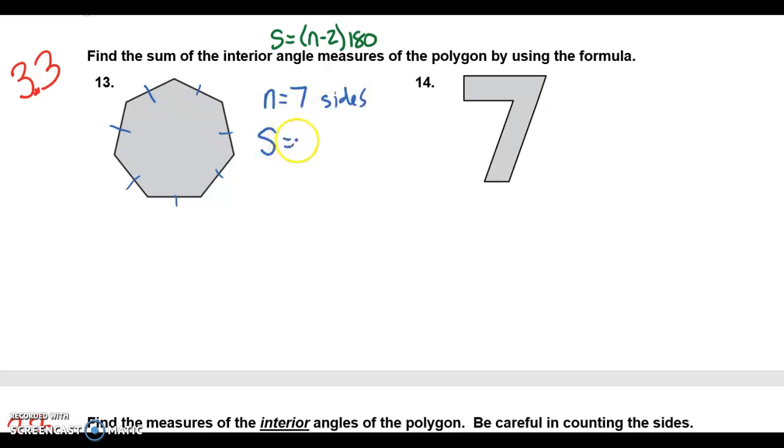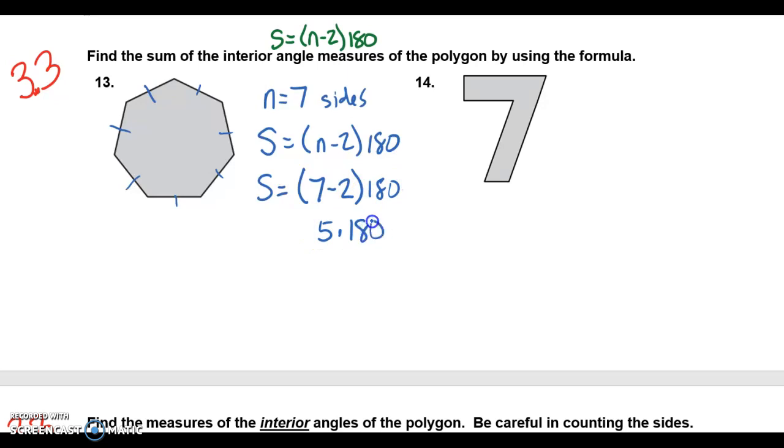Use this formula. S equals N minus 2 times 180. So the number of sides, 7 minus 2 times 180. That's 5 times 180. You certainly do not have to do all of these steps. I'm just showing you where it comes from in case you're confused. 5 times 180 is 900. So that is our total number of degrees that all of these angles are.